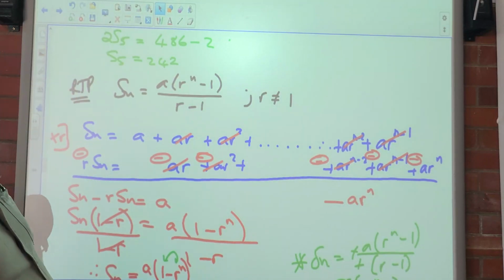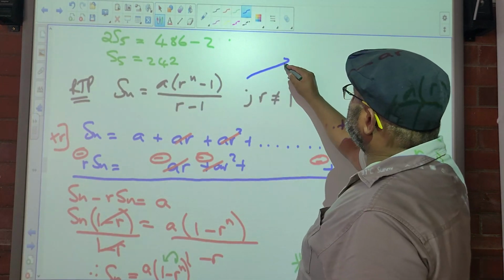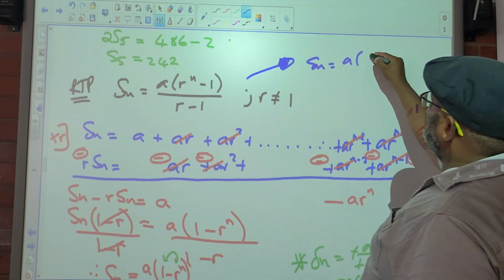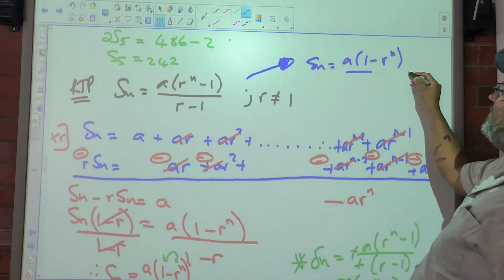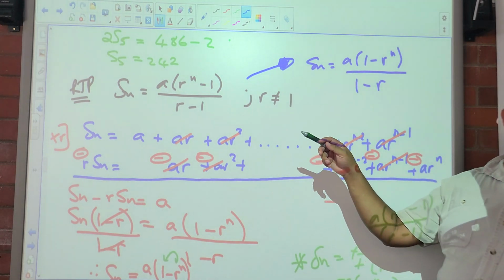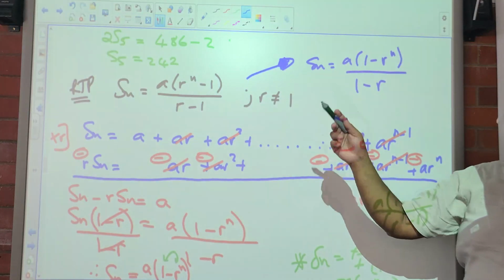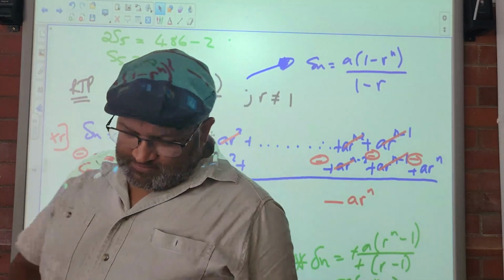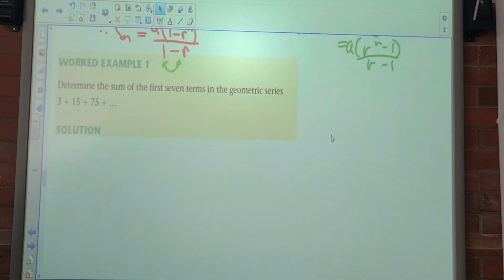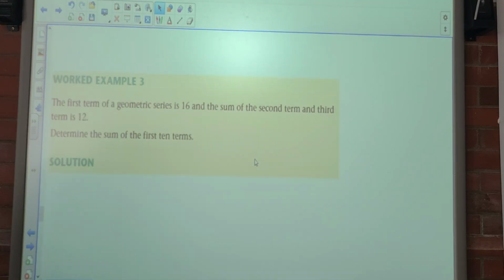We also indicated that the formula could also be written as Sn is equal to A into 1 minus r to the n over 1 minus r. Okay, and what's the difference? Nothing, it's the same thing. When do we use which one? Doesn't matter, as long as you're not going to make a mistake in substitution, it shouldn't make a difference there.